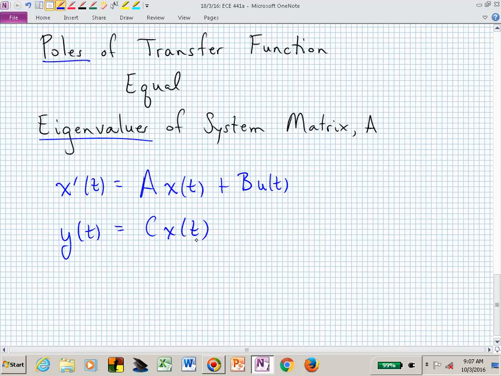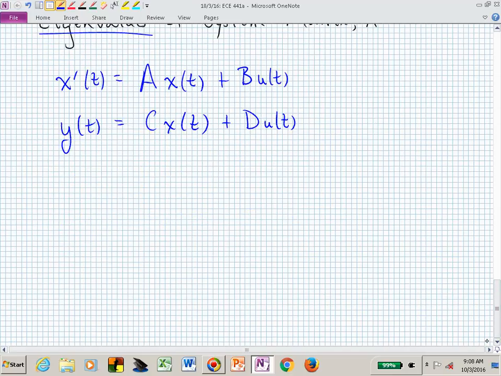And since Solomon's not here, we won't include the D matrix. How's that? But we could. We could say that this is plus D u of t. That's the general state space representation for a given system. We just need to know how do we populate the elements in those matrices, the system matrix A, the input matrix B, the output matrix C, and the direct feed-through matrix D.